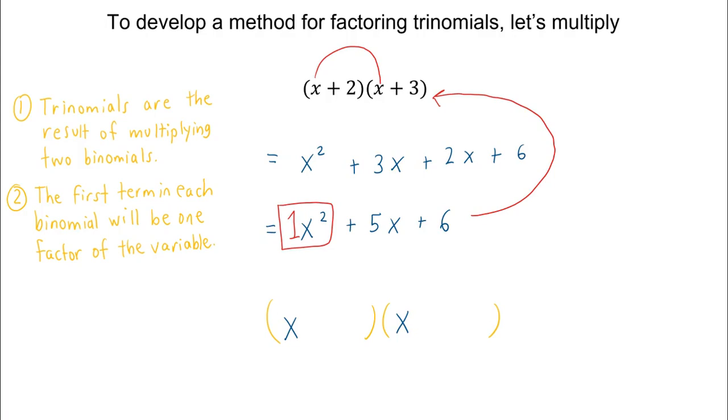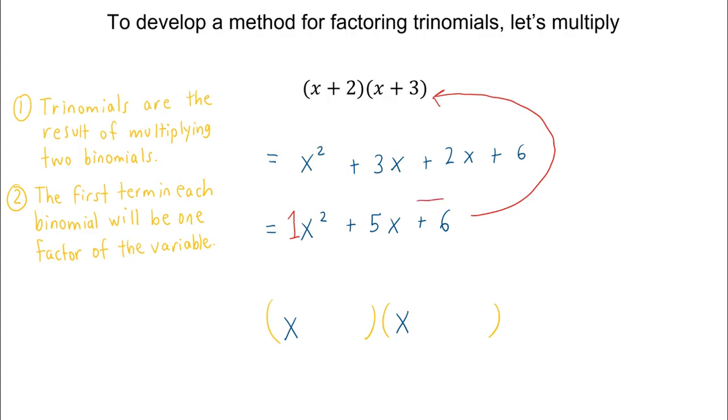Or in other words, the first term in each binomial will be one factor of the squared variable, or of the given variable in our polynomial. So if the first term in our polynomial is x squared, then the first term in each binomial will be x. If the squared term in our given polynomial is y squared, then each term in the binomial will be y, because y times y gives us y squared, and so on.